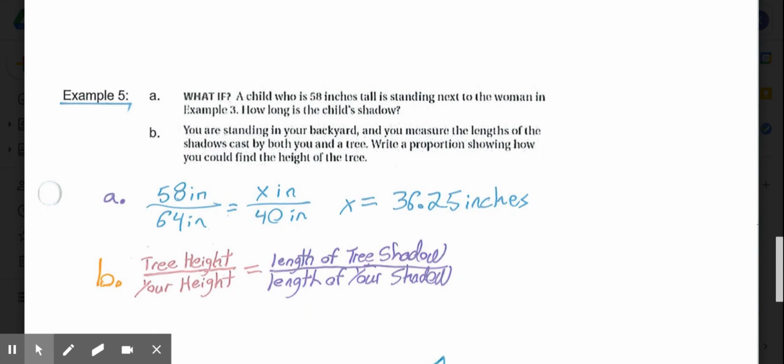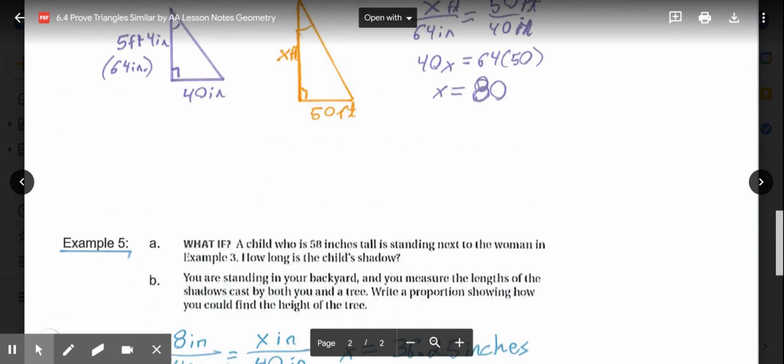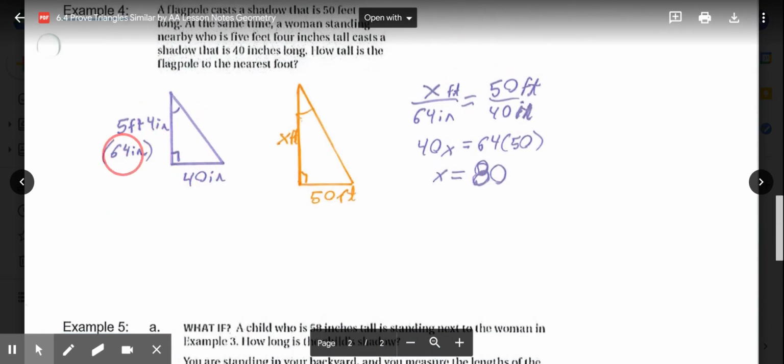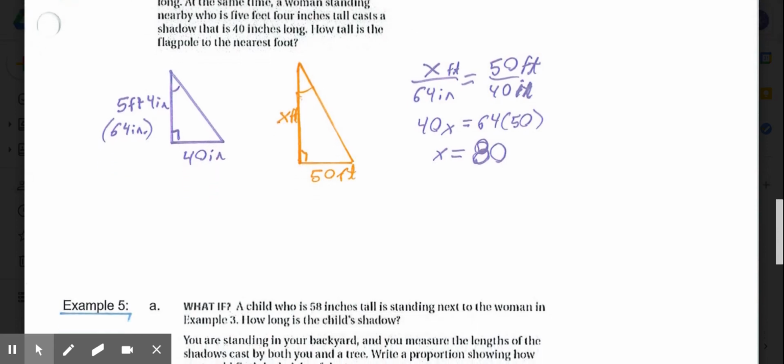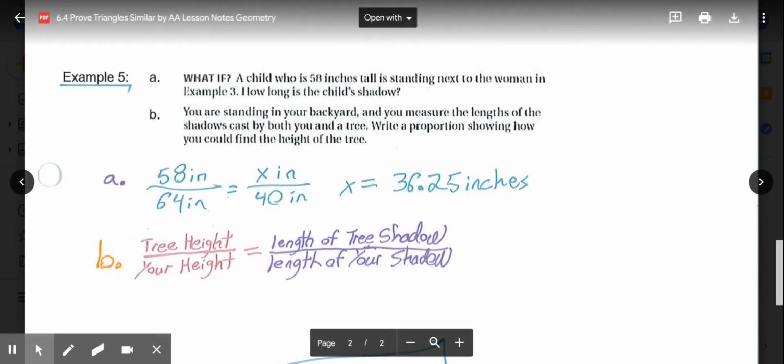And then in example 5, we have two parts, A and B. Part A, what if a child who is 58 inches tall is standing next to the woman in the previous example? How long is the child's shadow? So in this case, we're using the woman's information from up here, 64 inches tall, 40-inch shadow. So if we look at our setup, what we want to look at is a child, 58 inches tall. So I put my child on top, 58 inches, her height. Child on top, meaning woman measurements are on bottom.